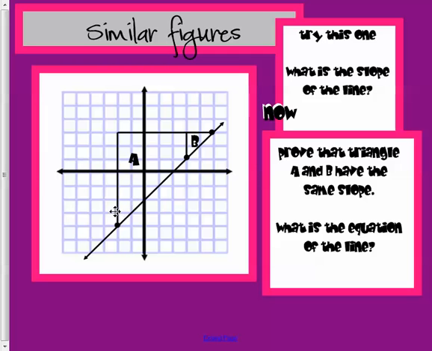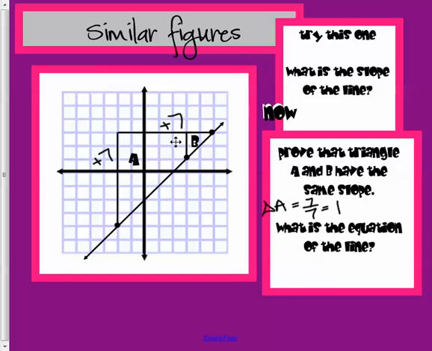Okay, so the first step is to count your slope. It's rising 1, 2, 3, 4, 5, 6, 7, so plus 7. It's running 1, 2, 3, 4, 5, 6, 7, so plus 7. So if we look here, the slope of triangle A is 7 over 7, or 1.